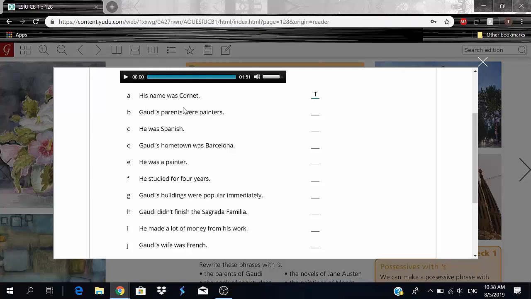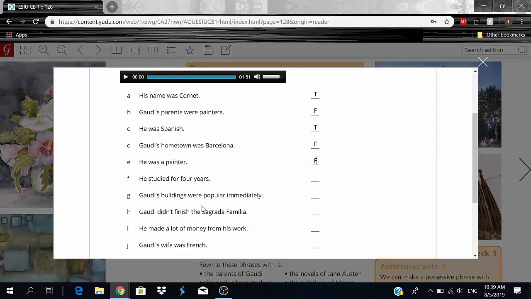His name was Cornet. Gaudi's parents were painters, and from what I recall, they were not. They actually made things from copper, so we'll write down false. He was Spanish. Yep, that is true. Gaudi's hometown was Barcelona, and I don't think that's the case. It was Rus, right? So F over here. Oh, it's supposed to be in capital. Here we go. He was a painter, and no, he was not. He was an architect. So F.